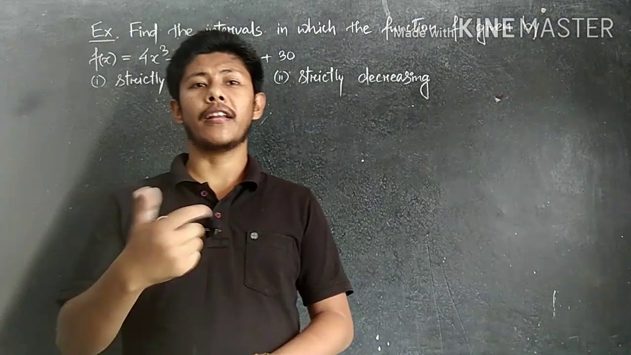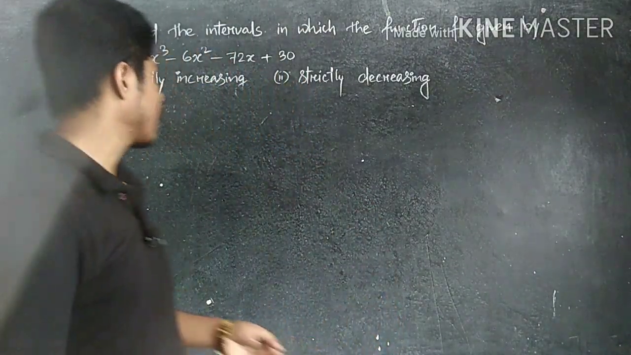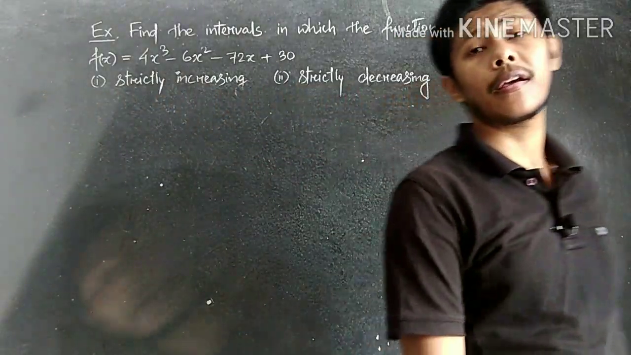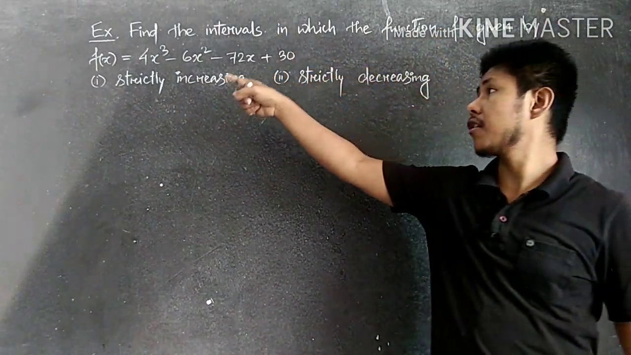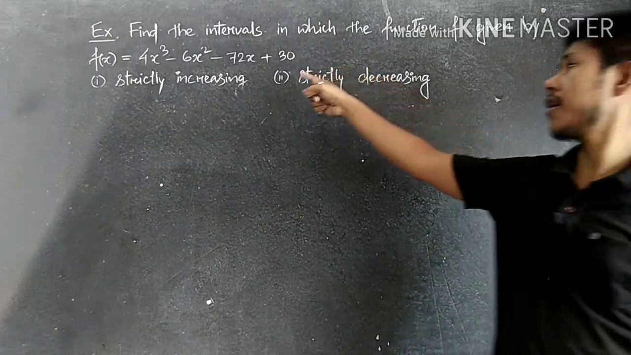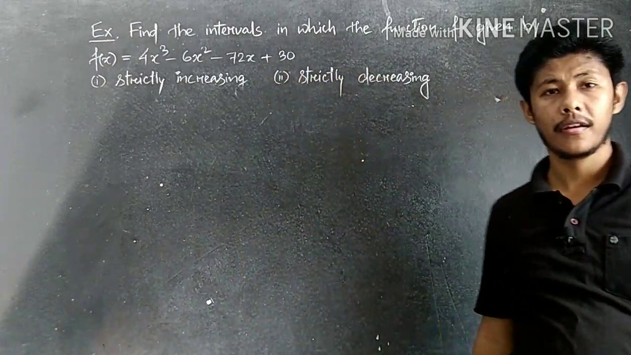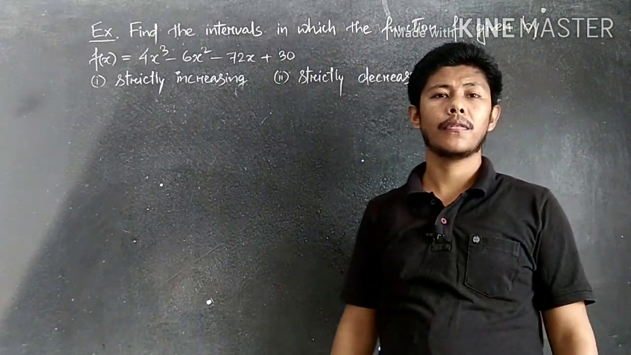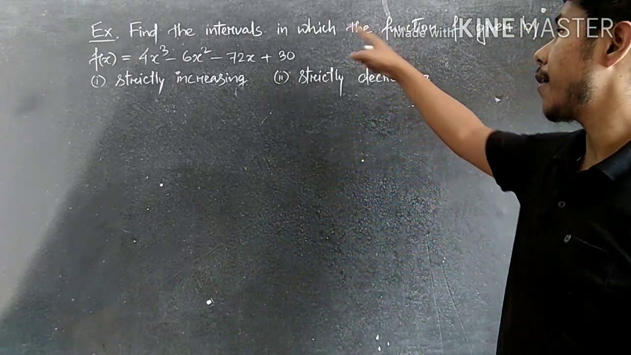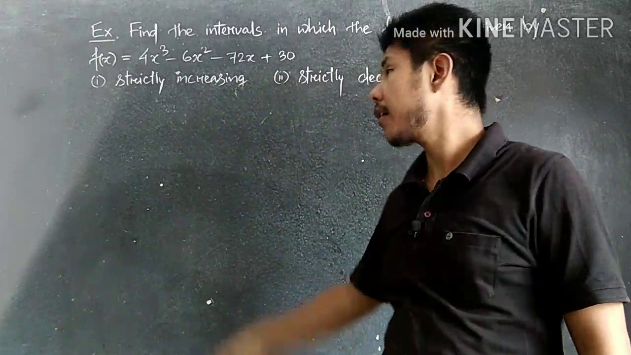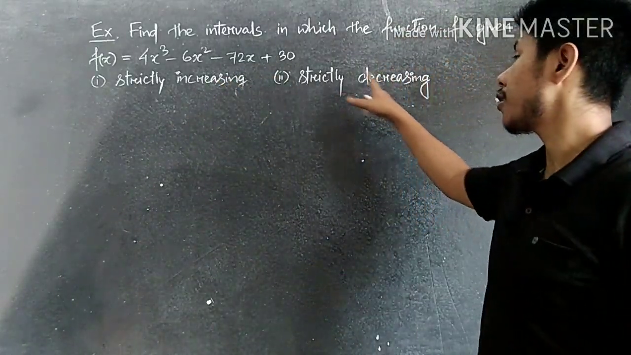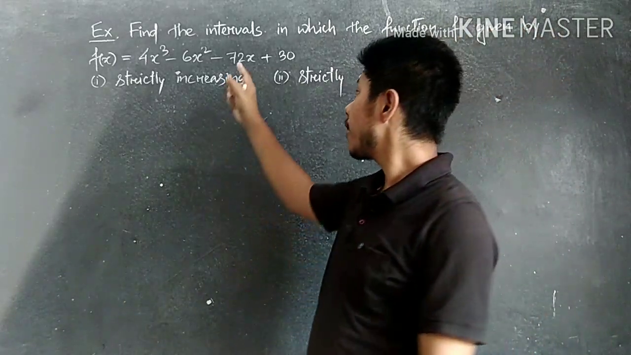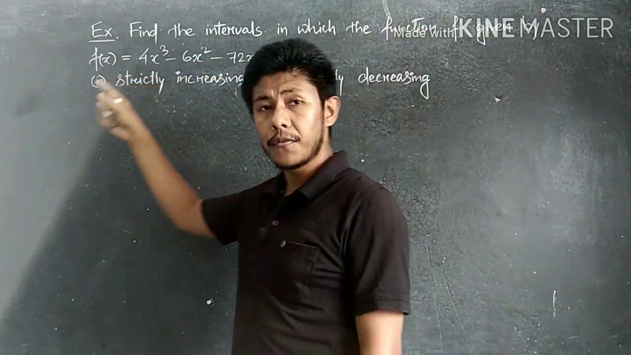Okay, now let's take another example. Find the interval in which the function f given by f(x) equal to 4x cube minus 6x square minus 72x plus 30 is strictly increasing or strictly decreasing. We have to find out the interval with respect to these two conditions. Is it clear? So in this case, first of all, you know what you have to do.